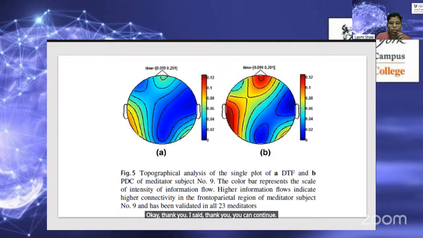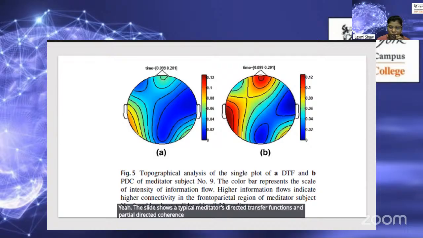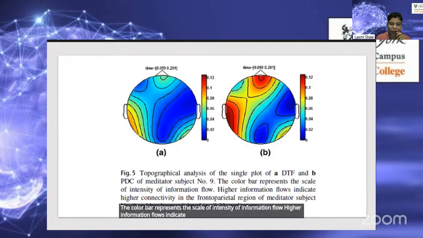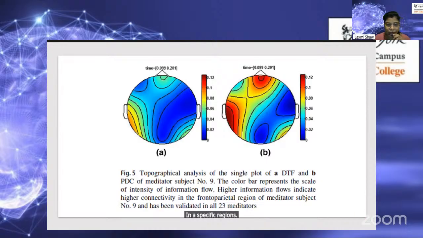The slide shows a typical meditator's directed transfer function and partial directed coherence in a topographical representation. The color bar represents the scale of intensity of information flow. Higher information flows indicate higher connectivity in specific regions.